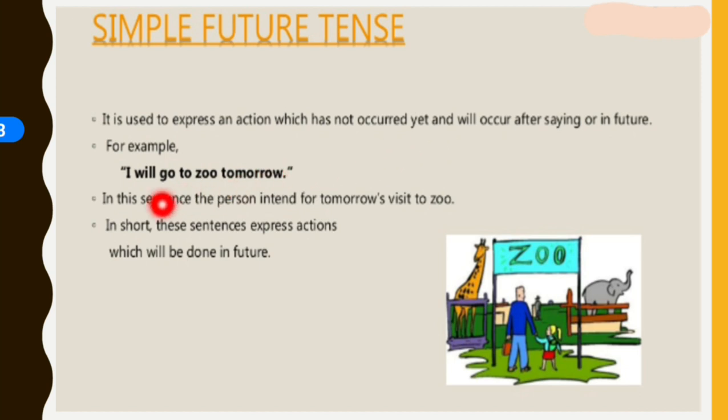For example, I will go to zoo tomorrow. Yes, we can see a picture wherein a little girl is going with her dad to the zoo. She's saying, I will go to zoo tomorrow. In this sentence, the person intends a visit to the zoo tomorrow. Right? In short, these sentences express actions which will be done in future.